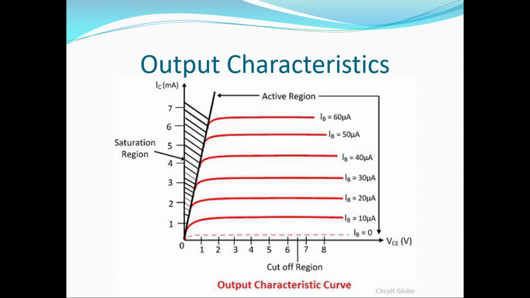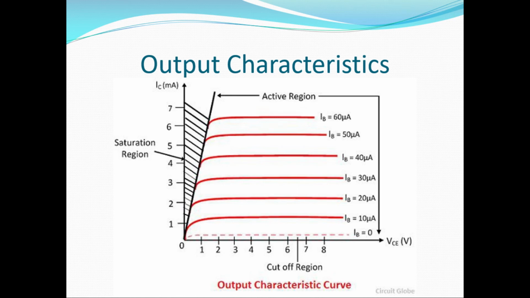In the active region, IC increases slowly as VCE increases. When VCE is below a few tenths of a volt, IC increases rapidly as VCE increases. In this condition, both junctions of the transistor are forward biased. The transistor is working in the saturation region. It is called saturation region because the collector current IC no longer depends upon the input current IB. In the active region, a small input current IB produces a large output current IC.